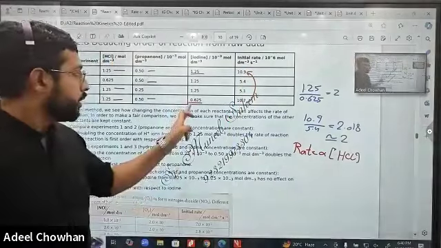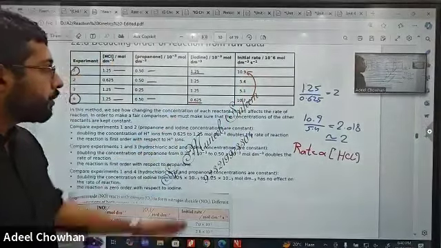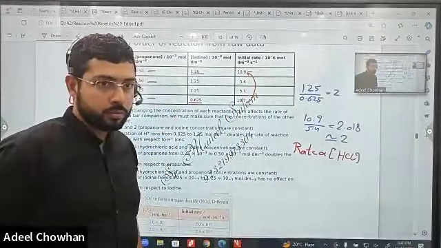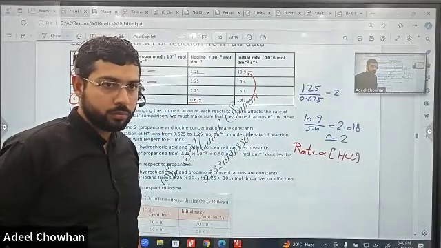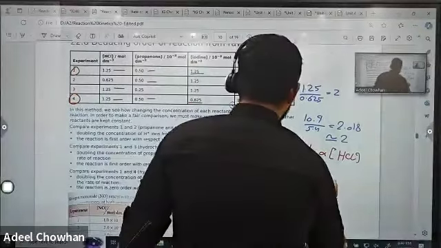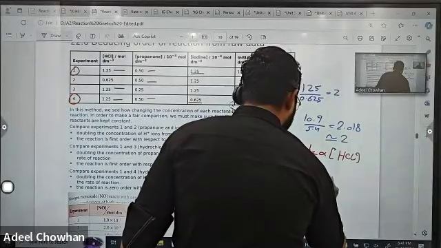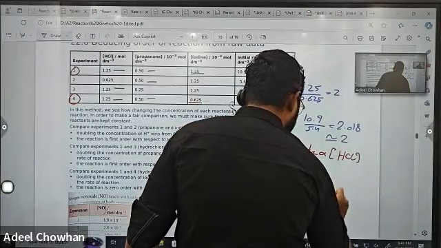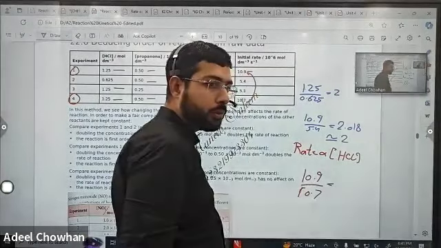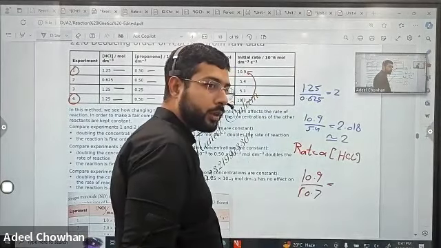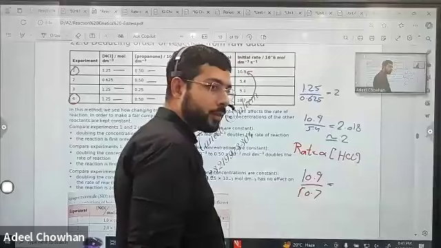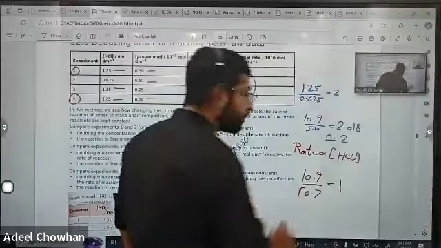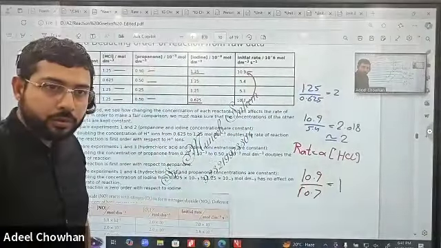All right. 10.7 to 10.9. Do you see any difference here? Okay. How much difference are you looking at? 10.9 divided by 10.7 would be very close to 1.